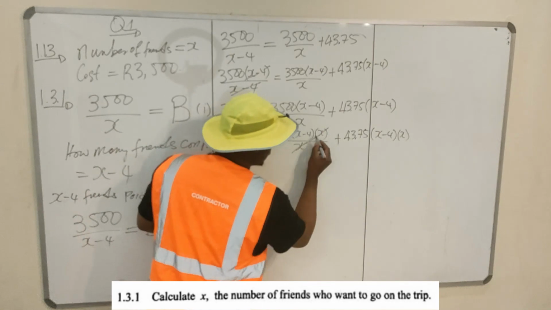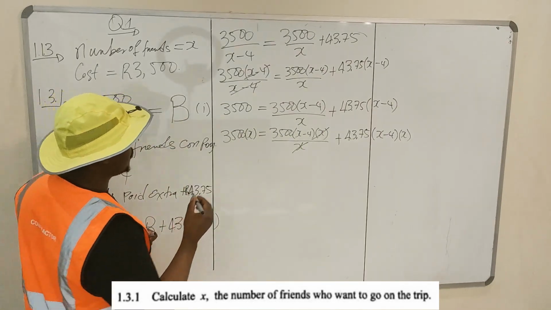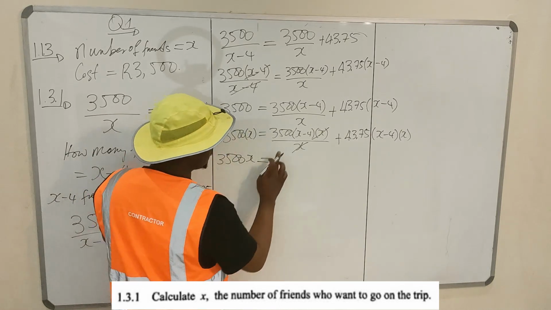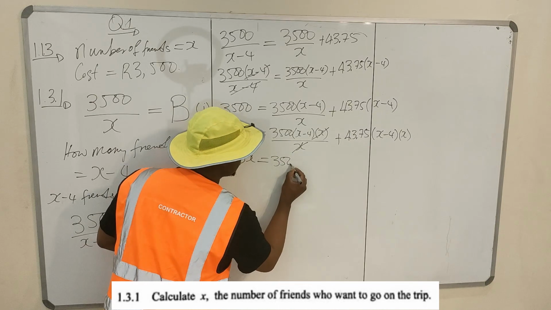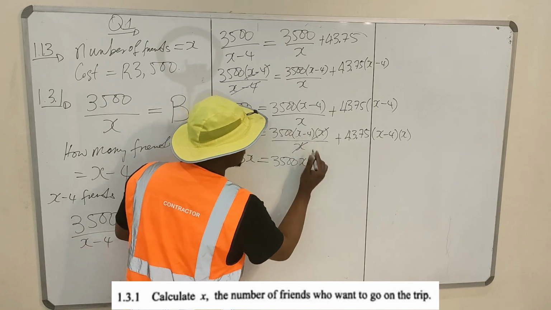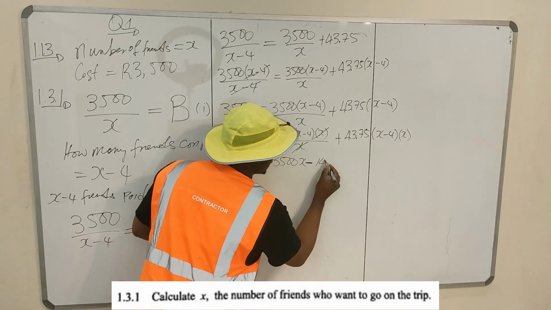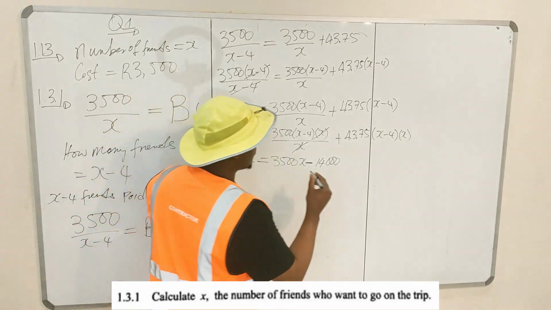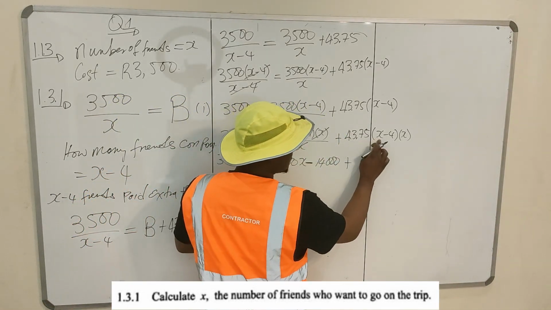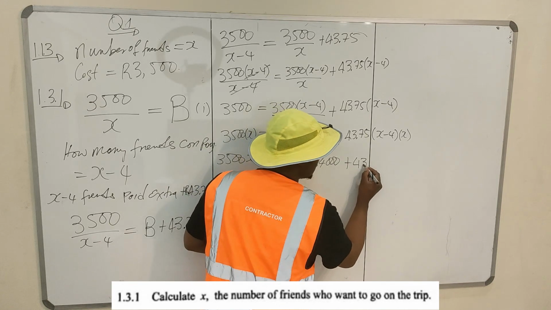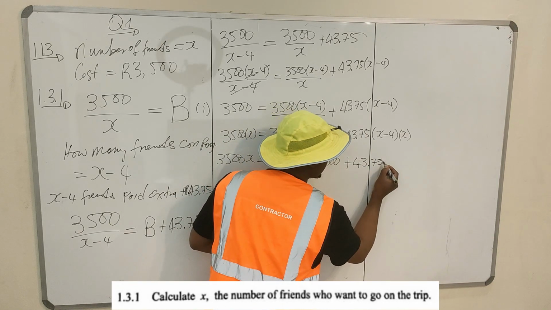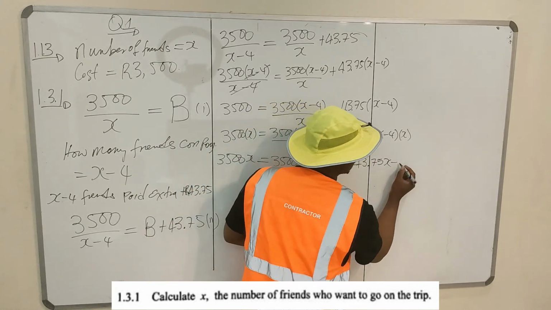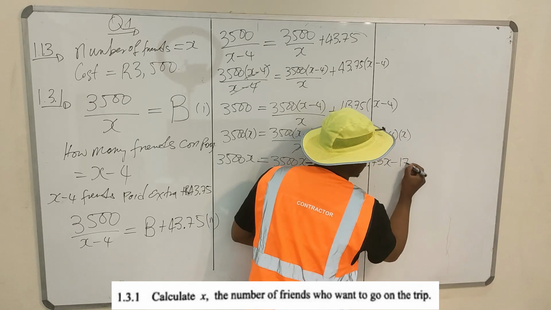So these two cancel out. What do we have? This side will have 3,500x. Is everyone happy? Yes. It is equal to this times this: 3,500x, 500x. This times that: minus 14,000, right? Plus this times that is plus 43 rand 75 cents x. Yes. Minus, what is 4 times that? Minus 175. Okay?